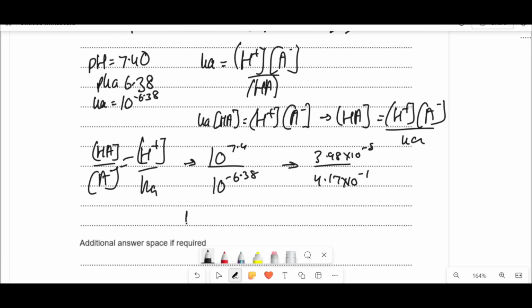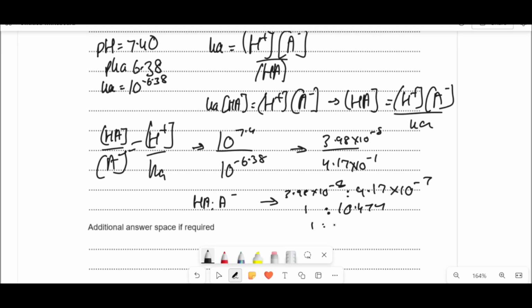So you can rewrite this ratio of HA to A minus as 3.98 times 10 to the minus 8 to 4.17 times 10 to the minus 7. Divide both by the smallest number. The smallest of the two is here, so 4.17 times 10 to the minus 7 divided by 3.98 times 10 to the minus 8 gives you 1 to 10.477. There you go. Or 10.5 if you want 3 significant figures. So it's 1 to 10.5.